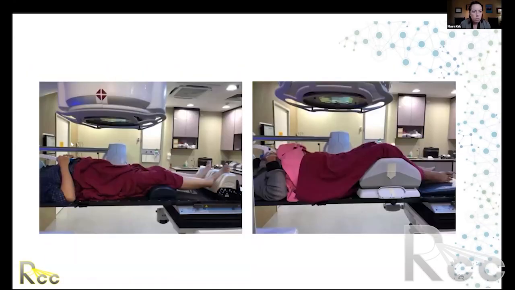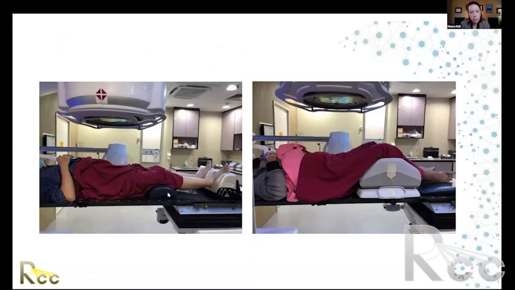Here you see examples of two patients set up for a pelvis treatment. They both have rings in their hands and they have different kinds of immobilization devices in the area of their legs. This is just showing keeping the same angle of the knees and separation of the legs.